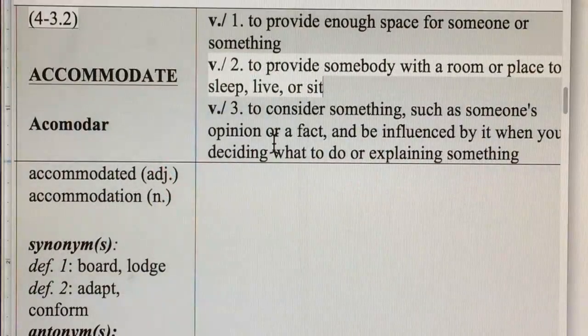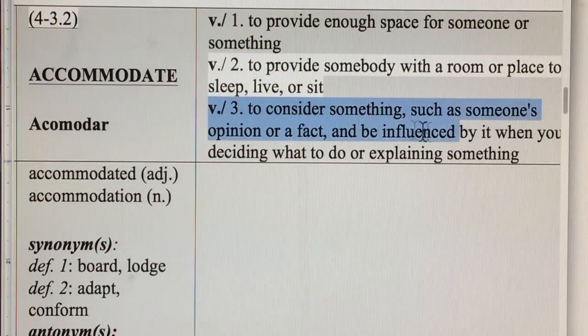Okay, let's look at your last definition. And this one's slightly different. So pay attention. The third one is to consider something such as someone's opinion or fact and be influenced when you are deciding what to do or explaining something. Okay? So it's kind of thinking about somebody and being influenced by it. Then you can say we accommodate them. We're thinking about you. We accommodate you. All right?